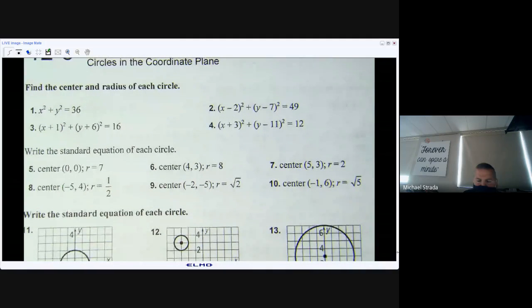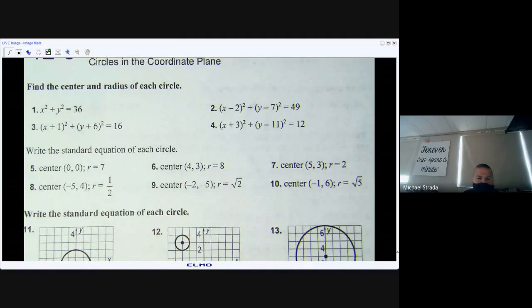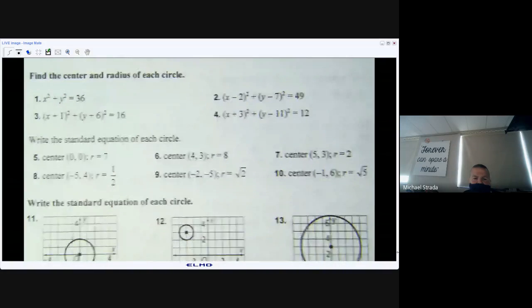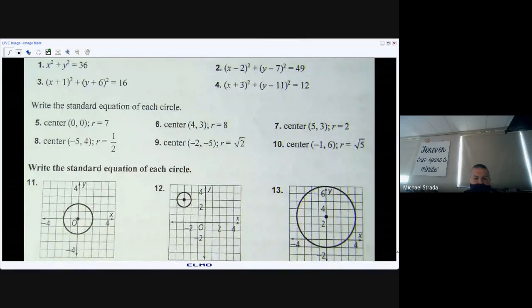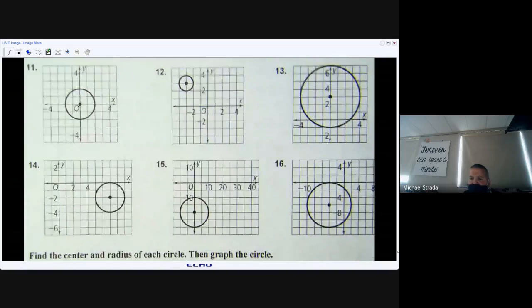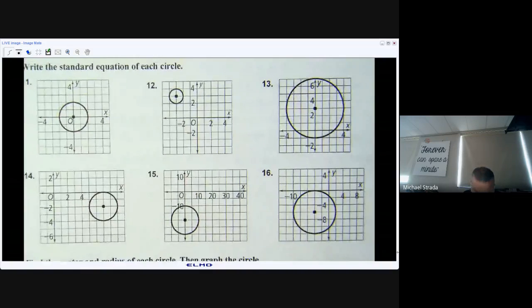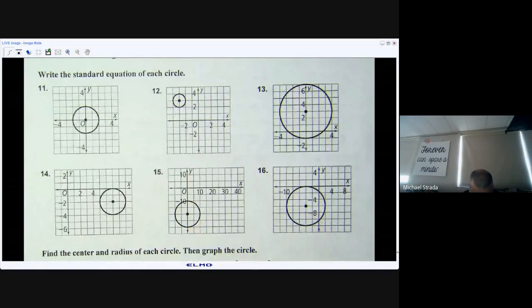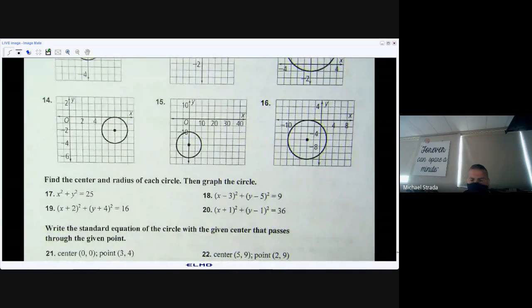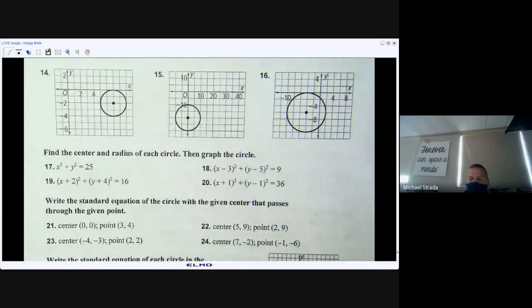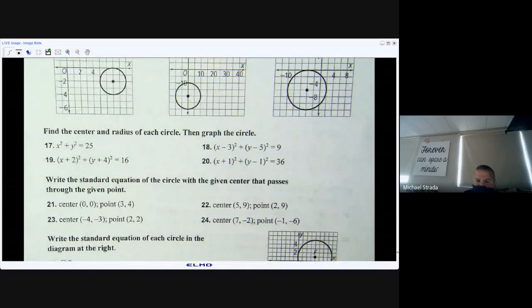All right. So numbers 1 through 4, you just have to find the center and radius from the equation. Everybody good with that? All right. 5 through 10, you're going the opposite. Remember, when you square a square root, they cancel out. 11 through 16, only difference is they're giving you a graph. All good? 17 through 20, you have to graph the circle. All right? It doesn't need to be insanely perfect. You know what I mean?